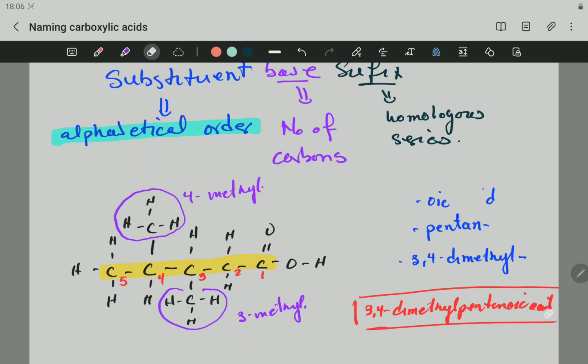I hope this word here at the back you can see properly. Pentanoic acid. The work is not that difficult. I hope it's clear. It's the same steps.